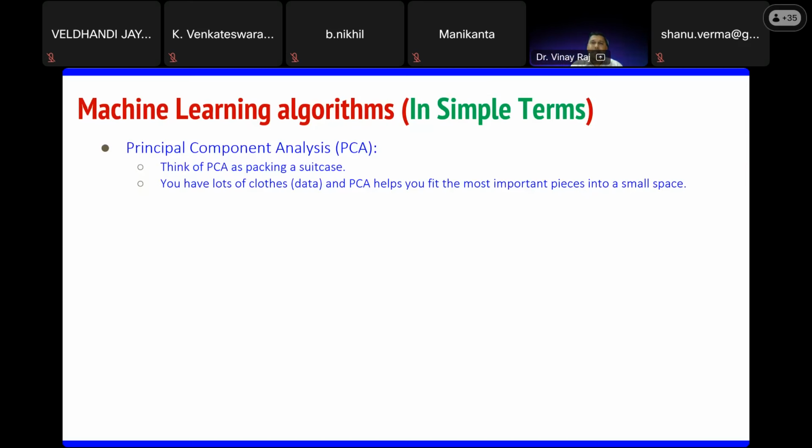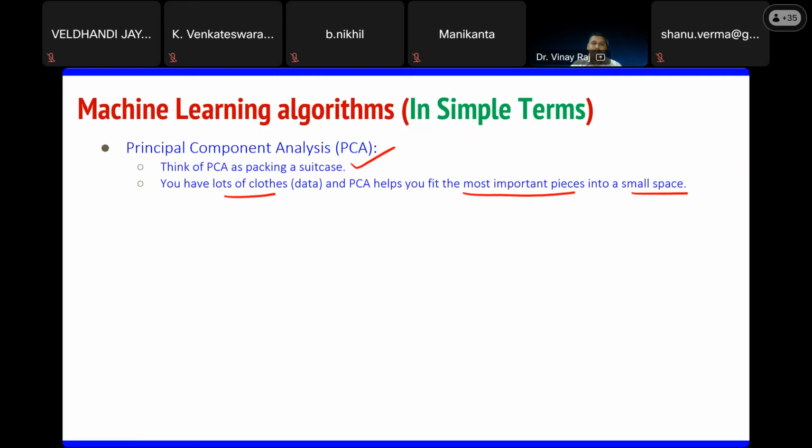But in simple terms, think of PCA as packing a suitcase. You're trying to pack a suitcase and you have a lot of clothes with you. PCA helps you fit the most important pieces into a small space. Some clothes are important, some are not important. Space is limited. PCA helps you fit the important clothes in a smaller space.